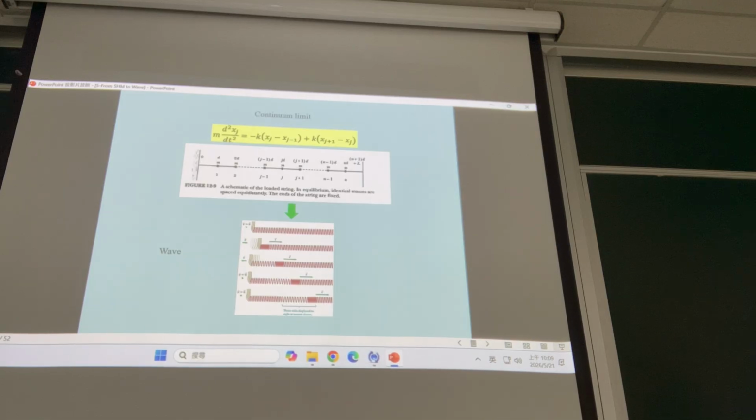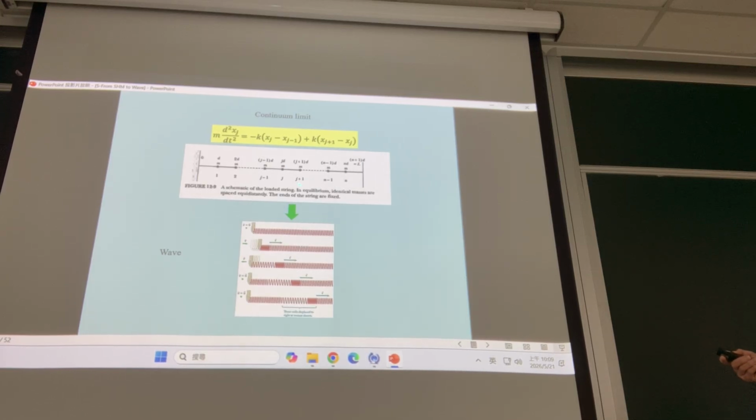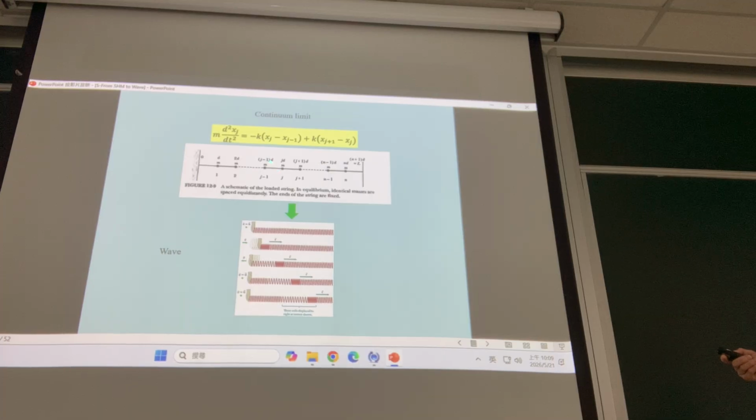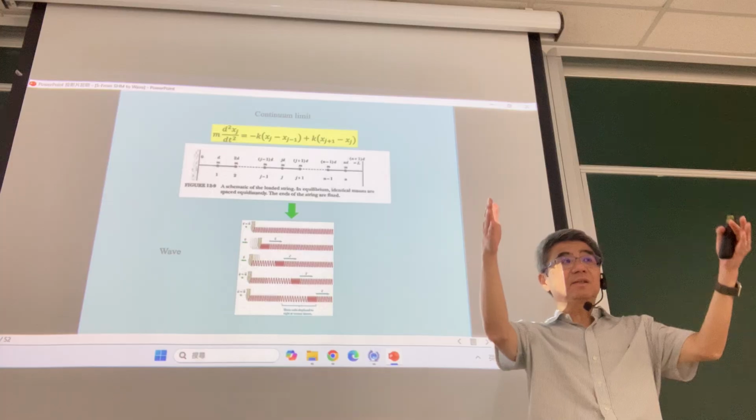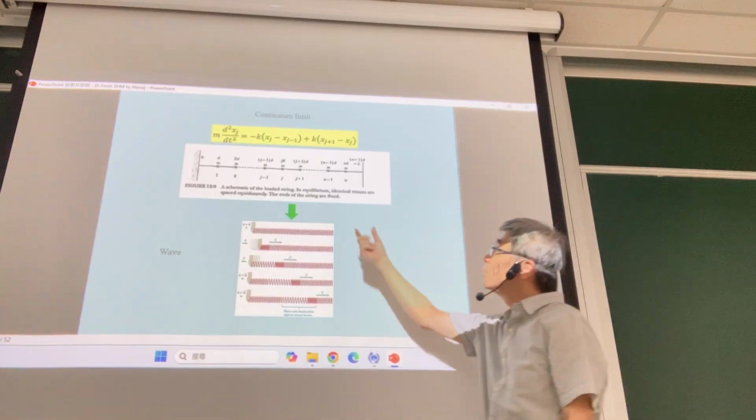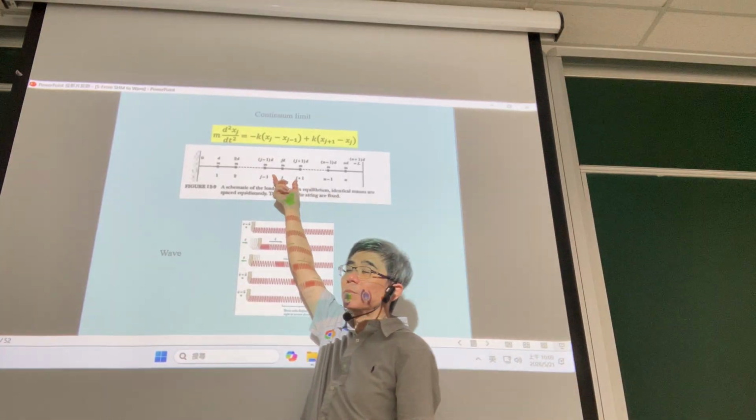Okay, so now I'm going to go to the continuum limit. You will expect that in this coupled system with n particles, when I go to the continuum limit, you will look like this, because I'm taking the limit, the number of particles goes to infinity. However, I expect this system to be finite. Therefore, the spacing between the two particles will become 0.